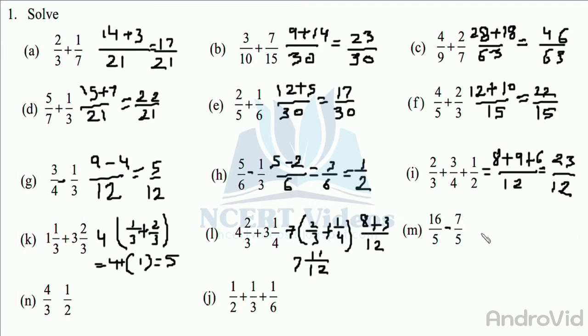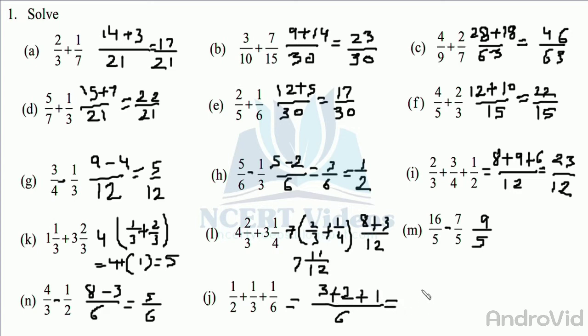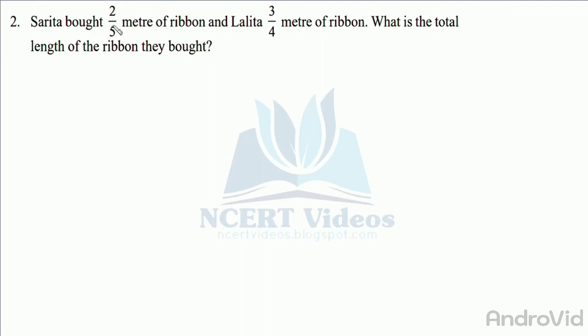Here again it is negative sign, denominators are same, directly subtracted. 9 over 5 is your answer. All these missing parts are subtractions. 8 minus 3 would give you 5 over 6. Here 6 would be common LCM, 2 3 plus 2 plus 1s are, so 6 by 6 gives you 1. That is your question first.